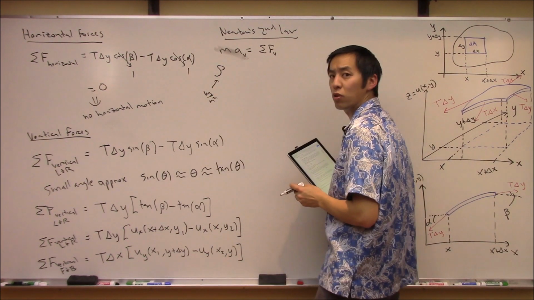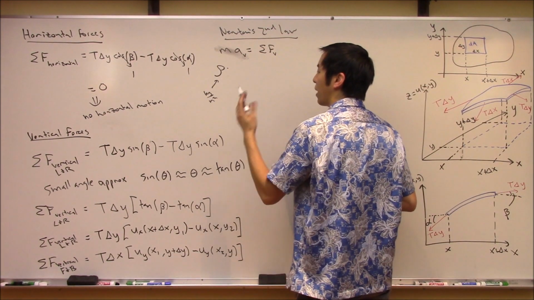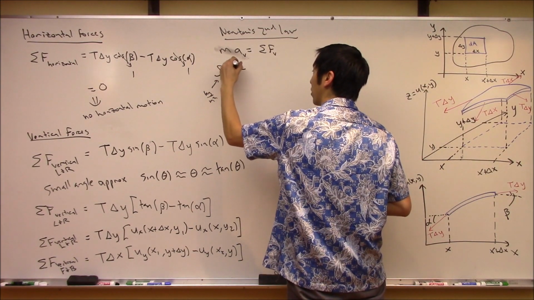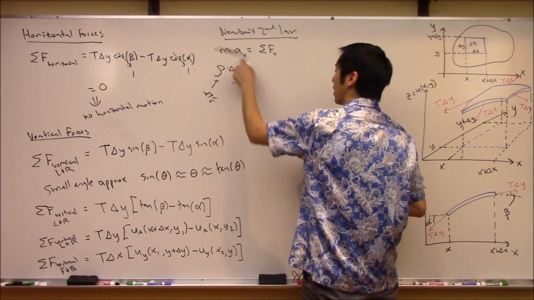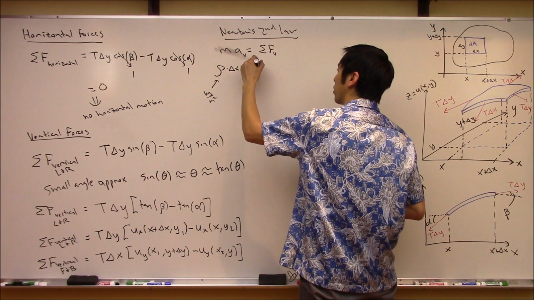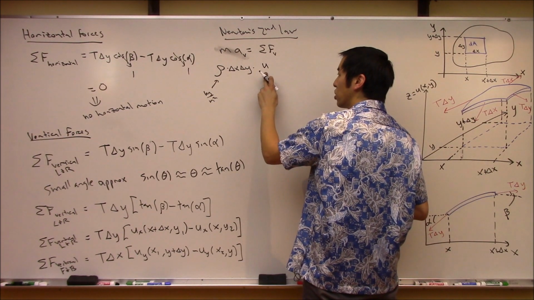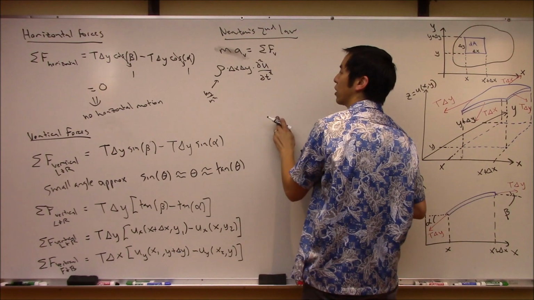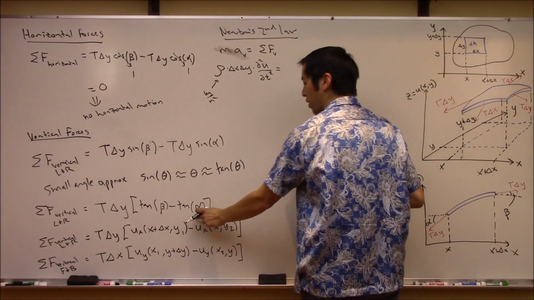Or mass per unit area. So I have to take this density and multiply it by the area of that element, dA. Well, the area of this element is just delta x times delta y. Great. So here's our mass times acceleration in the vertical direction. I think everyone would agree that this is the deflection in the vertical direction, or the position. If I take its second derivative with respect to time, I get acceleration. So here we go: mass times acceleration is equal to this expression down here.